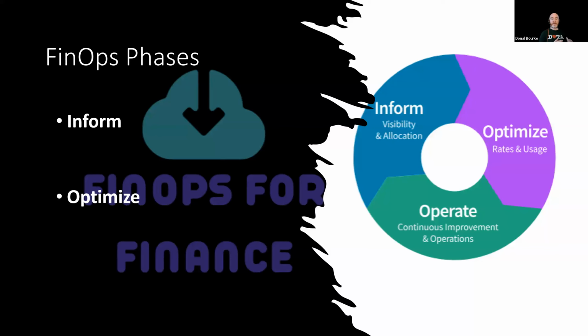So those are some examples of activities that are used in the usage optimization piece. Then we have operate. So the inform, telling people what they're doing, and optimize, reducing what it costs, are very tactical things, like you're pushing a button. But to really make a change, operate is kind of capturing hearts and minds.